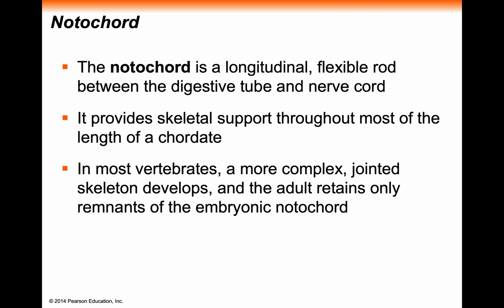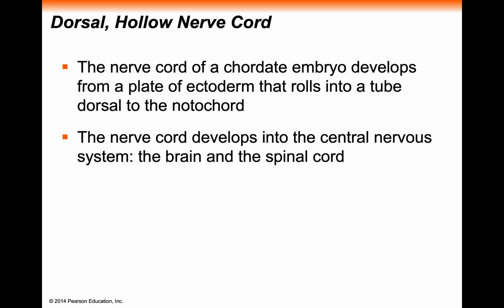So notochord: a longitudinal flexible rod. It's basically a big, long structure, and it's between the digestive tube and the nerve cord. In us, it becomes more or less the intervertebral discs between our vertebrae. It provides skeletal support throughout most of the length of the chordate. In most vertebrates, a more complex jointed skeleton develops, and the adults retain only the remnants of this embryonic notochord. Again, I mentioned the vertebral discs.